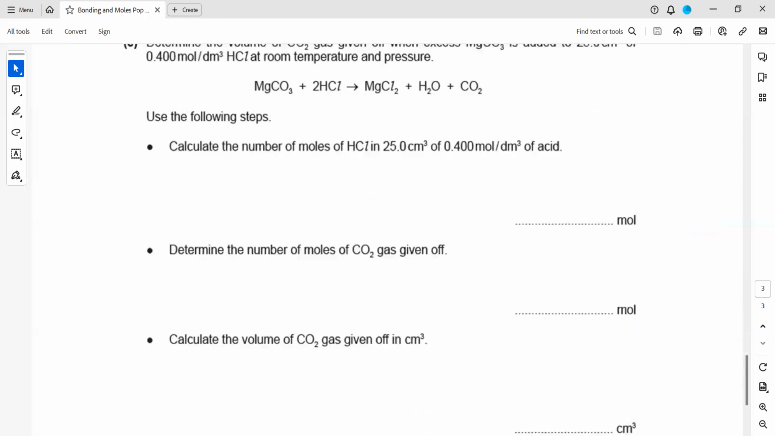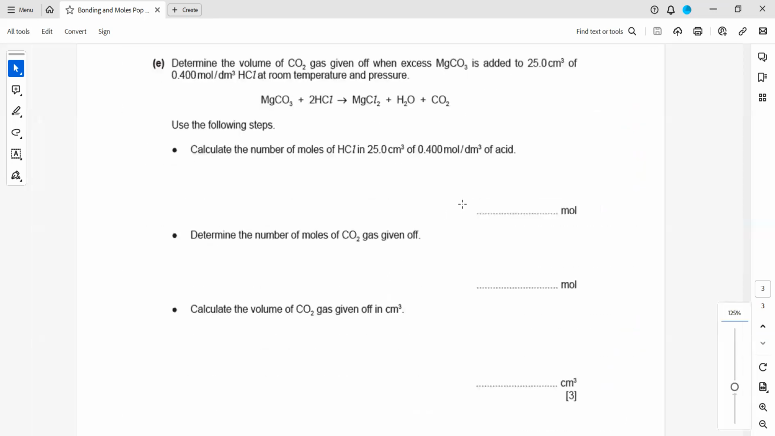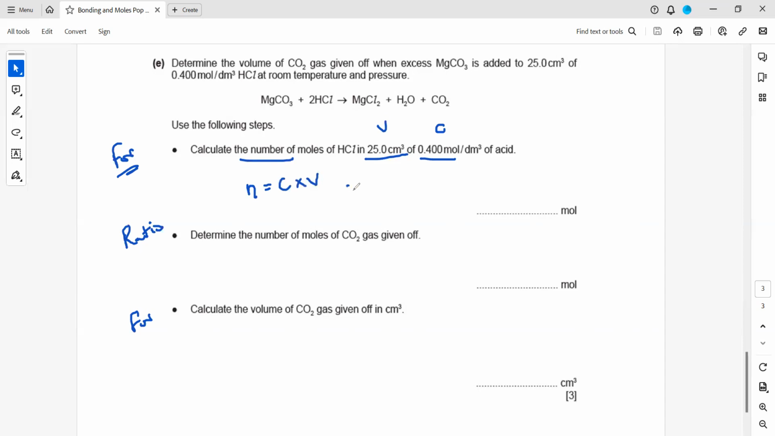The next question is related to moles, the moles concept. You have to follow the steps to solve the moles question, like calculating the number of moles in 25 cm cube of 0.4 mol per dm cube acid. For moles questions, the first part we normally solve by formula, the second part we solve using a ratio, and the third we solve again by formula. So we have the volume and we have the concentration, so we use the formula moles equals concentration times volume. Concentration is 0.4, but the volume is in cm cube, so volume must be in dm cube.